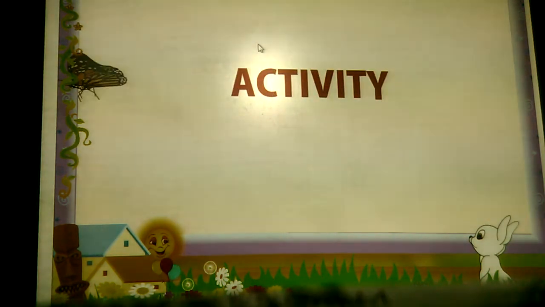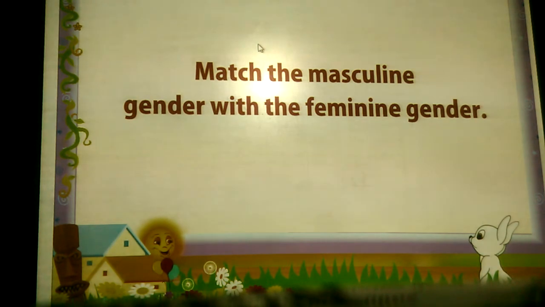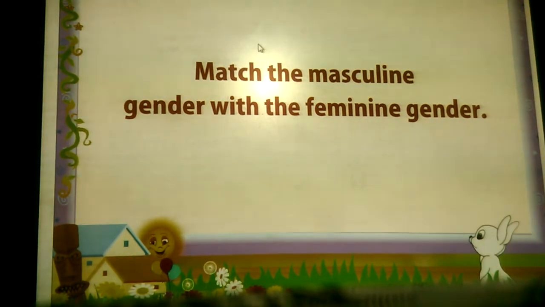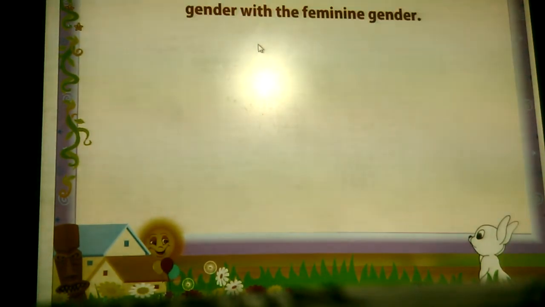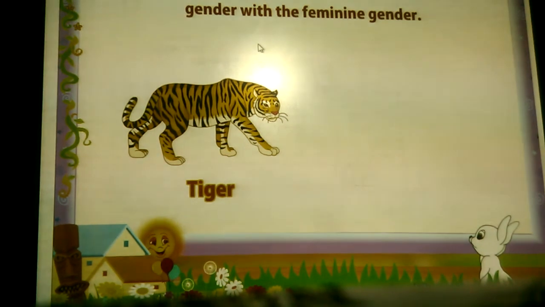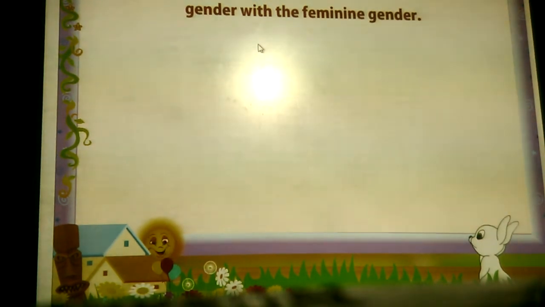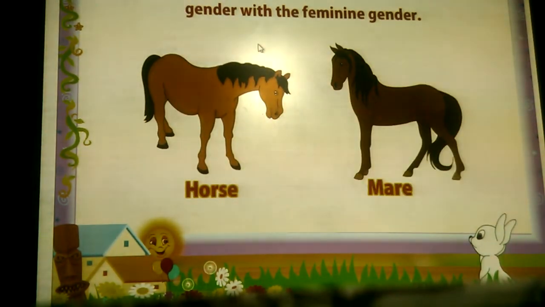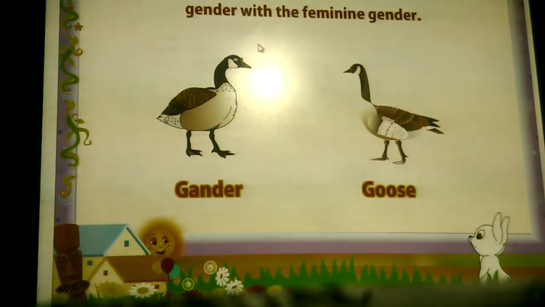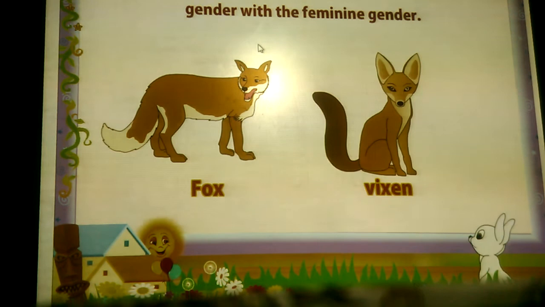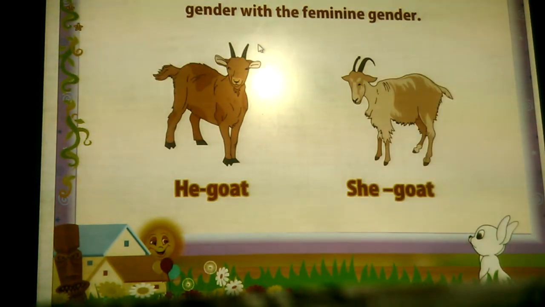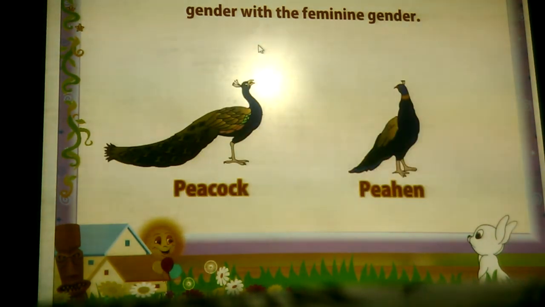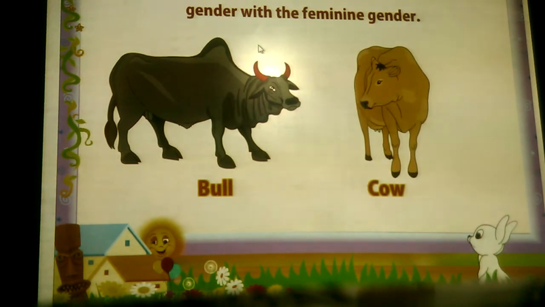Let us now do an activity. Here are some animals. We have to match the masculine gender with the feminine gender. Shall we begin? First, the tiger. Tiger, tigress. Next, lion, lioness. Horse, mare. Gander, goose. Fox, vixen. He-goat, she-goat. Drake, duck. Peacock, peahen. Bull, cow.